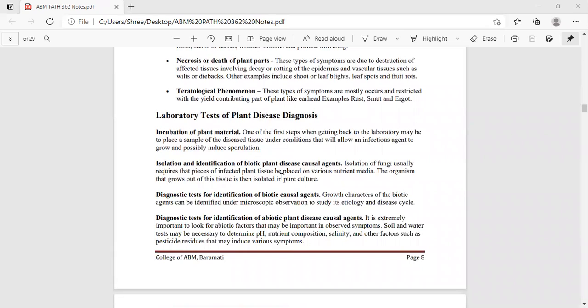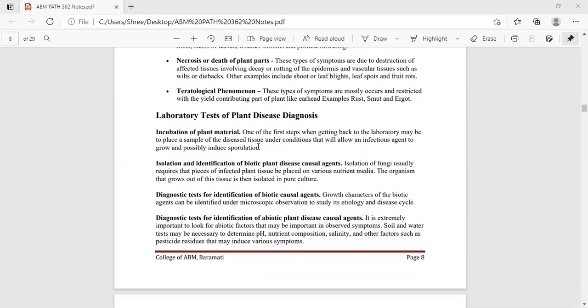Next, the part of this topic is laboratory tests for plant disease diagnosis. If you want to diagnose any sample in your laboratory, what kind of protocol or procedure do you have to follow? It is given here: incubation of the plant material, isolation and identification of the biotic plant disease causal agent, diagnostic test for identification of the biotic causal agent, and diagnostic test for identification of the abiotic plant disease causal agent. So these are some of the methods given here.